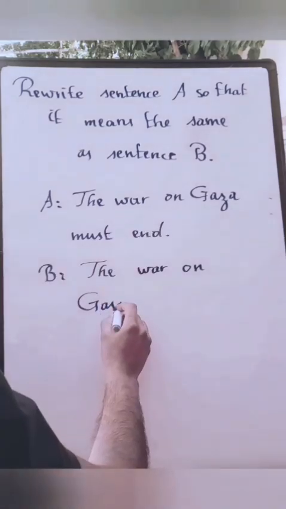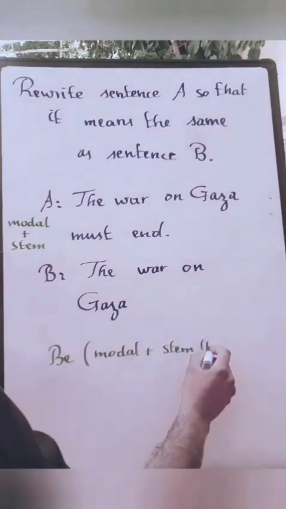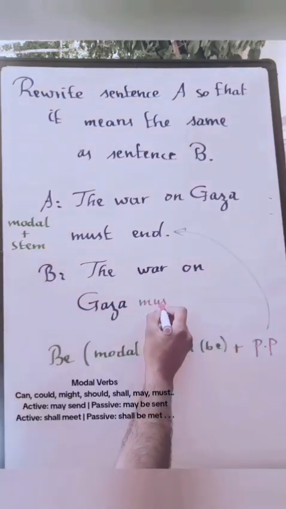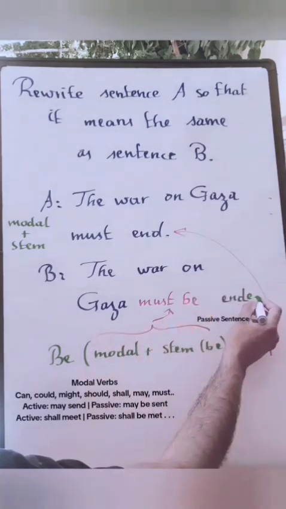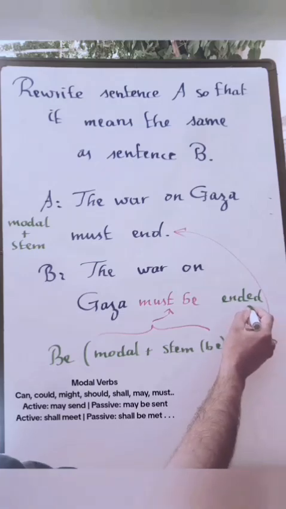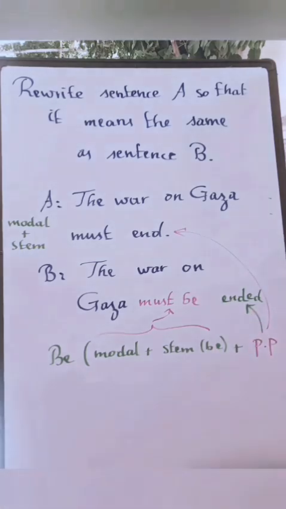The war in Gaza must end. Sometimes you may encounter modal verbs like can, could, should, and may. Here we add the base form of the verb to be to the modal verb, and then we add the past participle of the verb to end, which is ended. The war on Gaza must be ended.